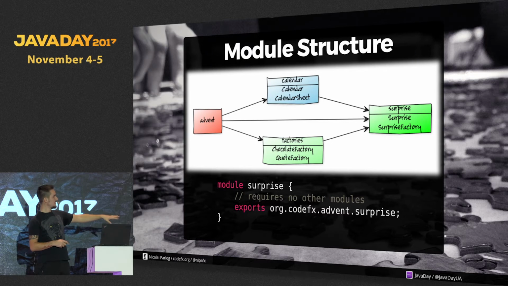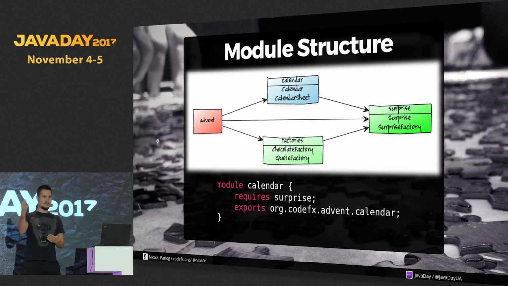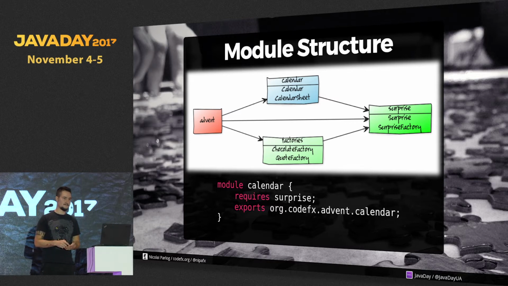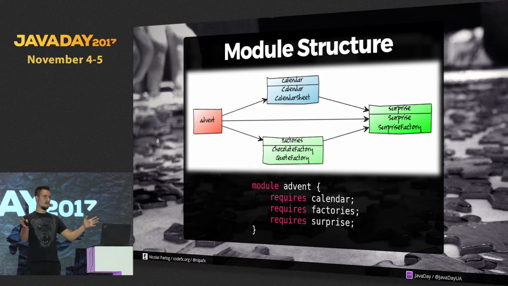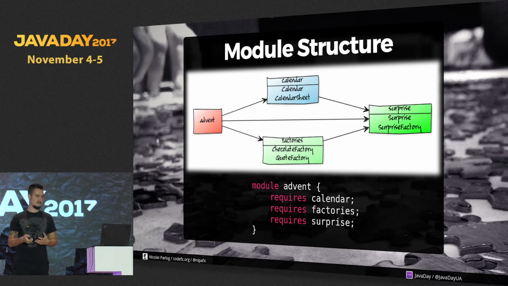Okay, so that's surprise. That's fairly easy. Now, calendar is not much more complicated, but it does actually require another module. It requires surprise. And then factories is the same. You can hardly see the difference. There, see it? So factories is much the same, and Advent is a little bit different. It requires all 3 other modules, but unlike them, it's never called into from outside code, so it doesn't need to export anything. It just looks like that.